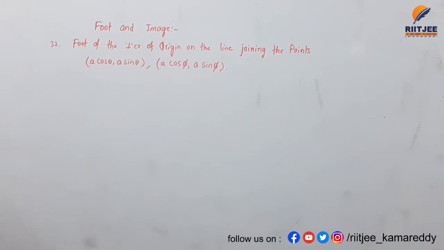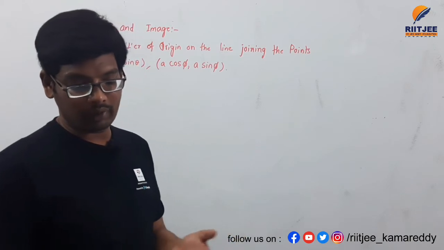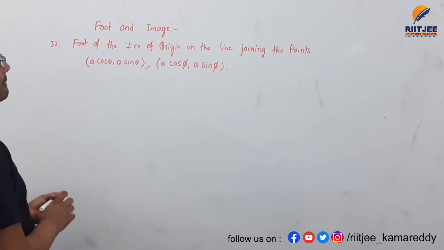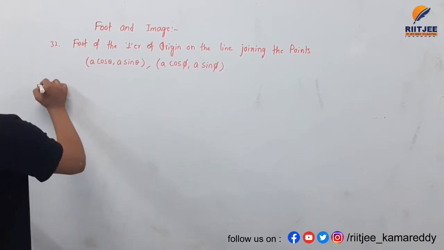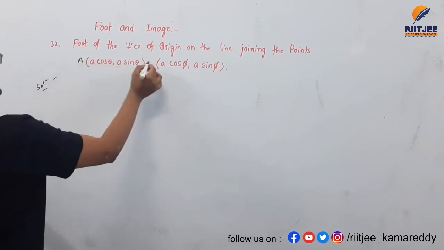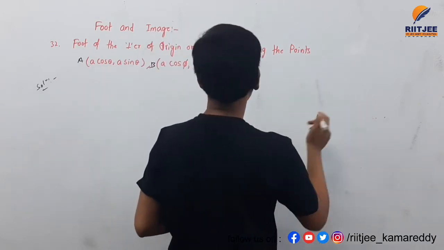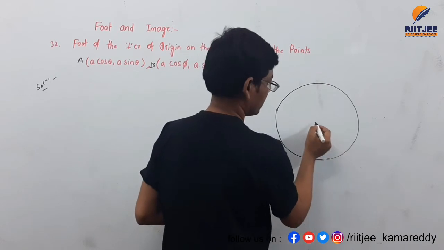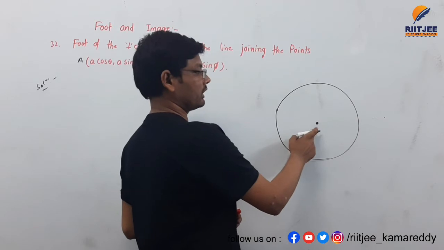So we have to find what he is asking here. Find the foot of the perpendicular of origin. He is given 2 points A and B. The solution for this one: this is A and this is B I am considering. If I take a circle, this is the origin here, and this is the foot of this one.